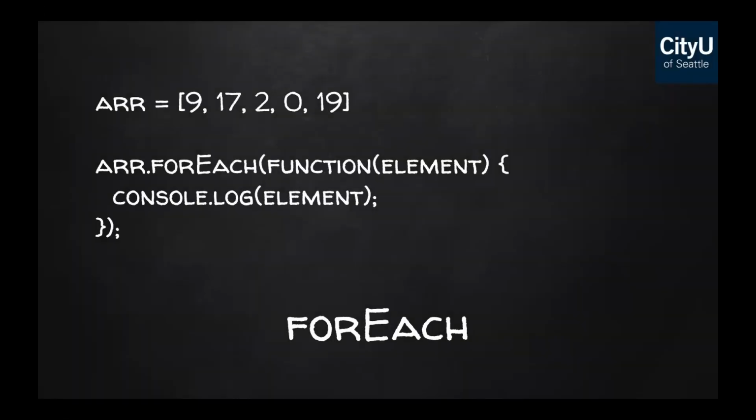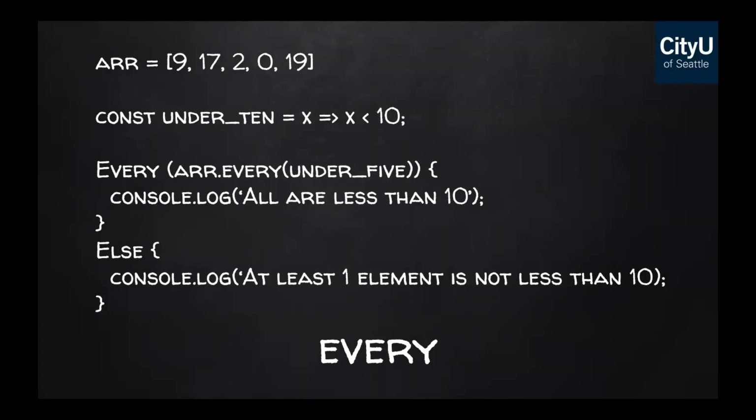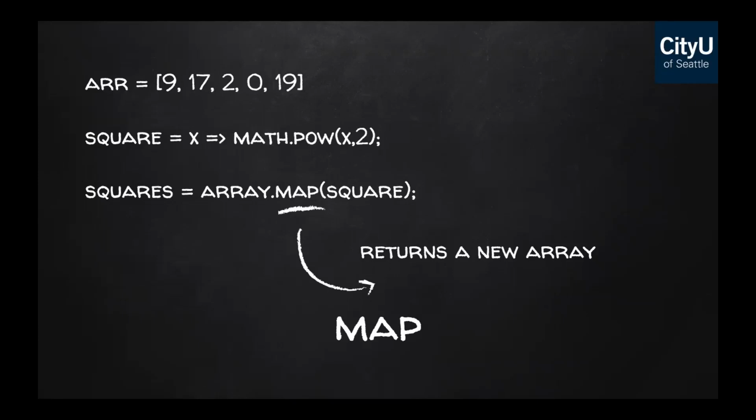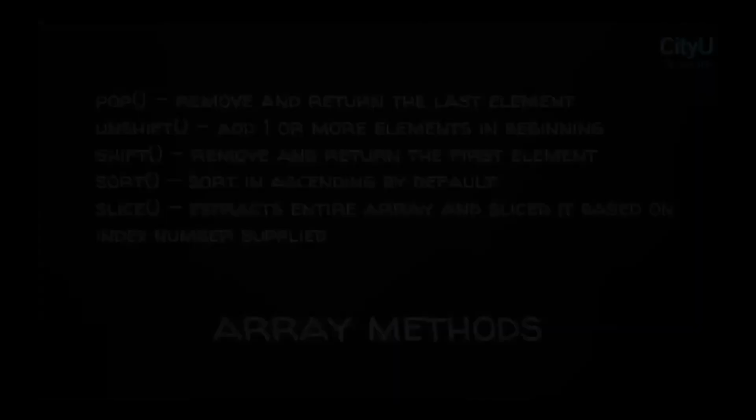For forEach, you need a function, which is a callback function. What every does is, if it's true, it continues; if false, it stops. If everything is true, then all are less than 10. If at least one is not true, it will execute this: at least one element is not less than 10. Map function, we'll talk more about functions as well. Basically, it just returns a new array for now.